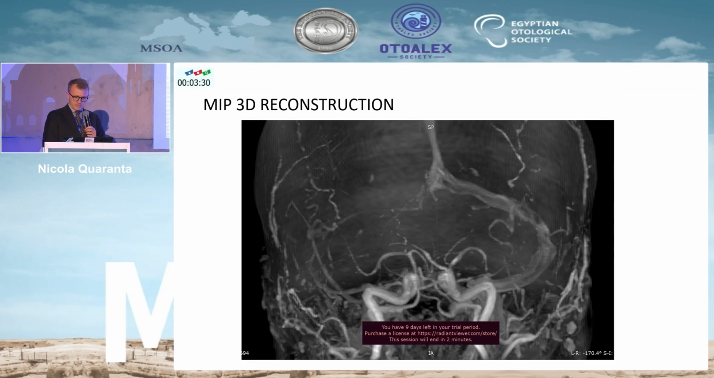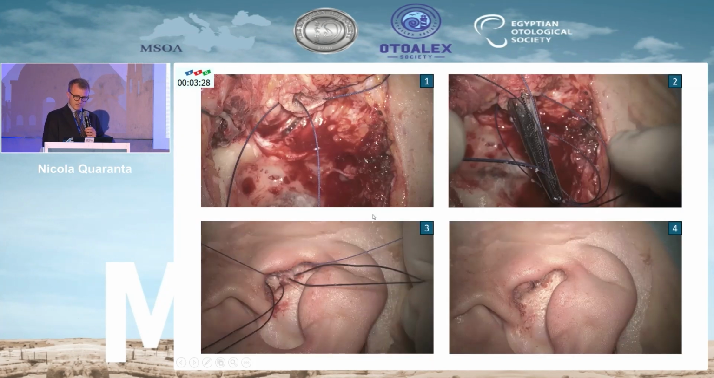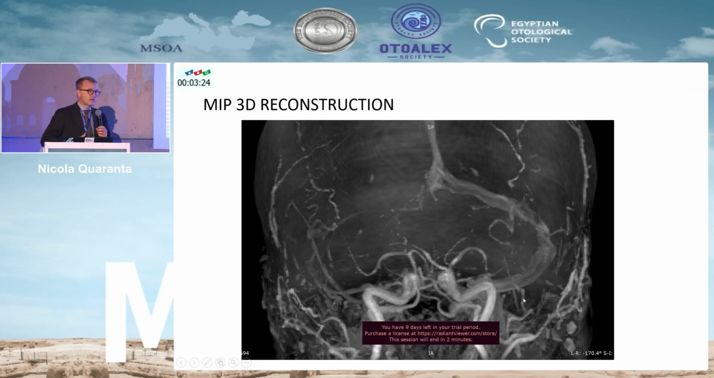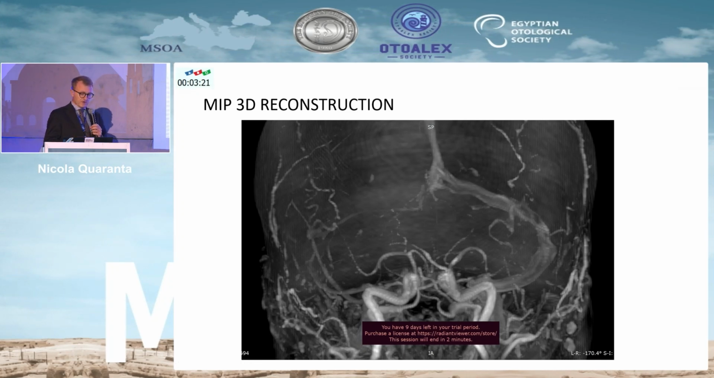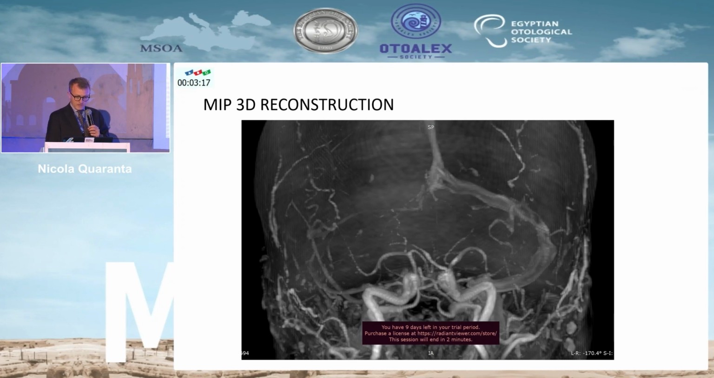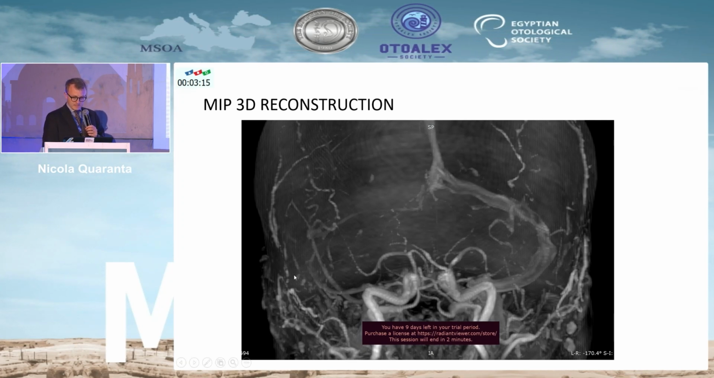This is T2, and this is the reconstruction. As you can see, this is a dominant sinus. So we have on the right side a dominant sinus that is infiltrated, or probably infiltrated, by cholesteatoma, with hypoplastic sigmoid and transverse sinus on the left side.